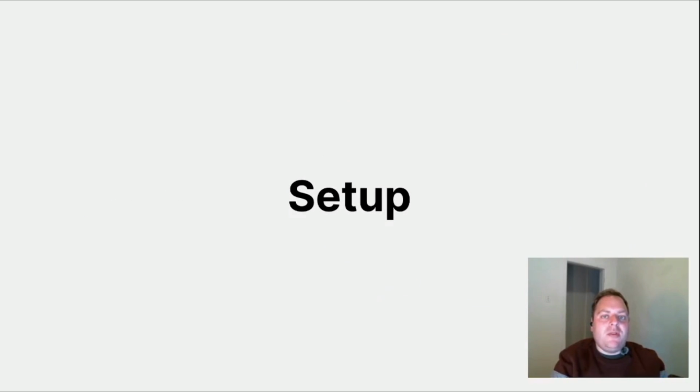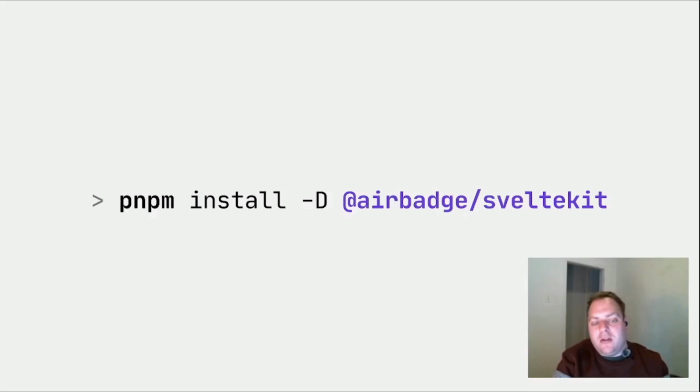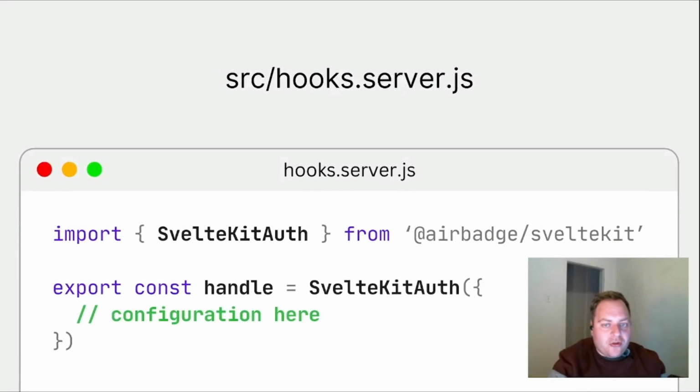So let's look at how we would set this up in a SvelteKit project. In your blank SvelteKit project, you would install the airbadge/SvelteKit package. Then you would go into your hooks, this is your global hooks that runs on every single request, and you would use this SvelteKit auth that's provided by the package. You just need to give it a little bit of configuration. Now the configuration is quite similar to Auth.js, just a couple of differences, which I'll go through.